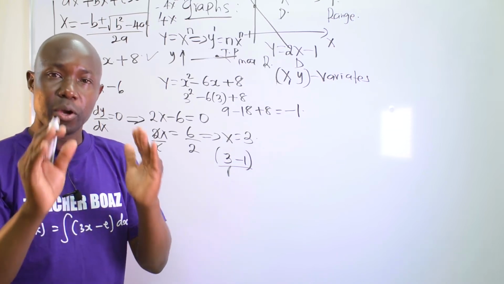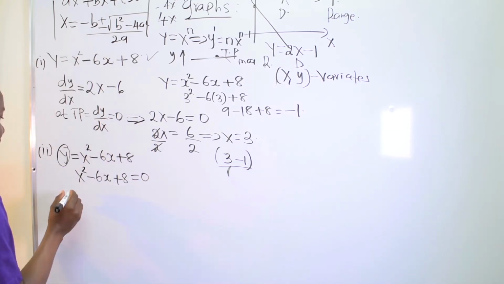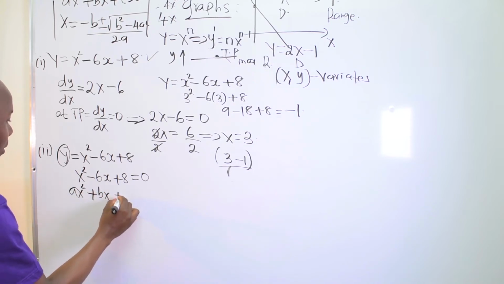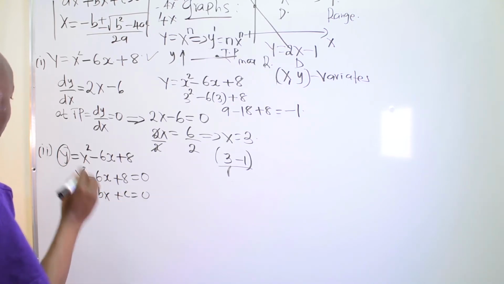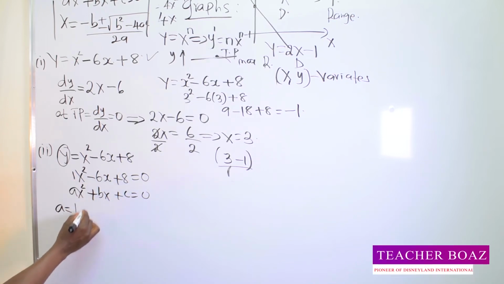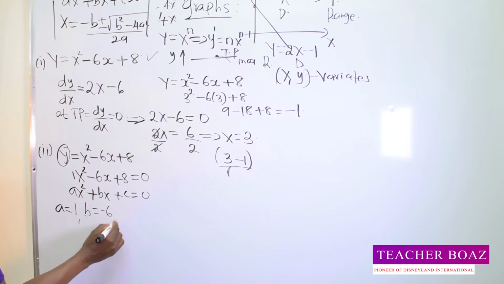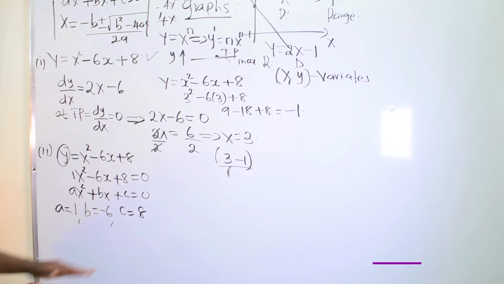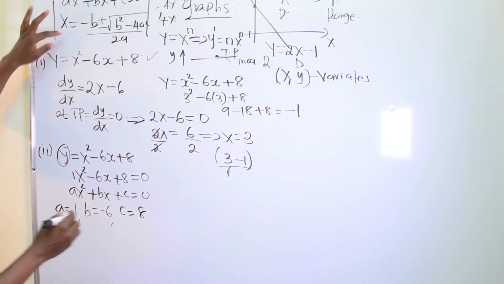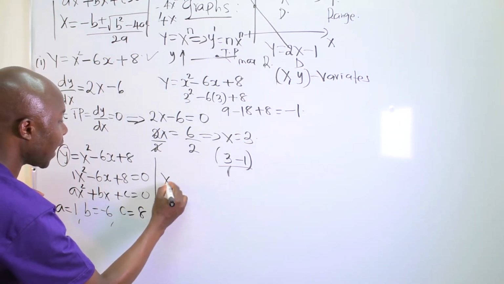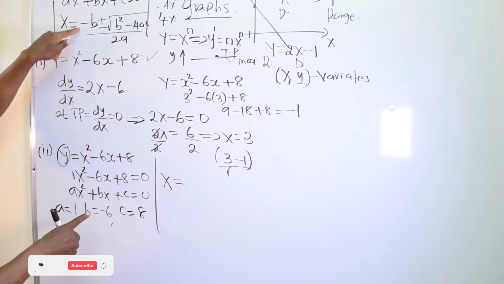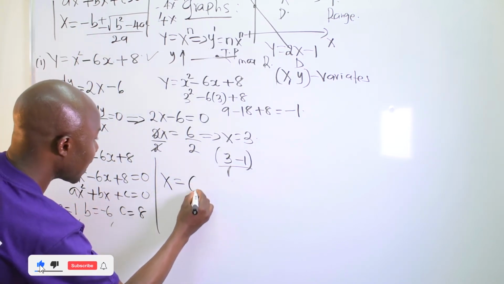Remember, all the times we go to the basics, you say it is in the form of ax squared plus bx plus c is equal to 0, which implies your a is 1, your b is minus 6, and your c is 8. Now we substitute it in the formula, because for you to know x, you simply take minus b. But remember it's a minus, so minus minus becomes plus 6.